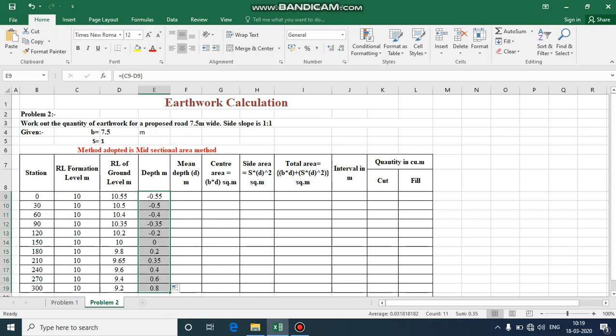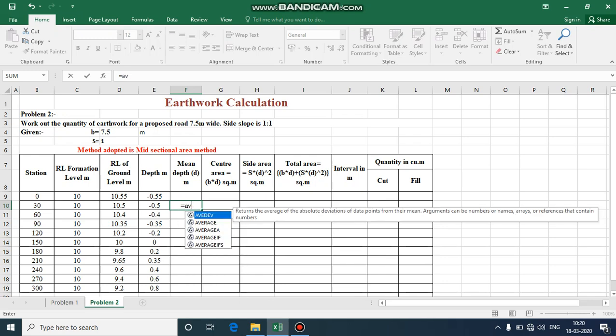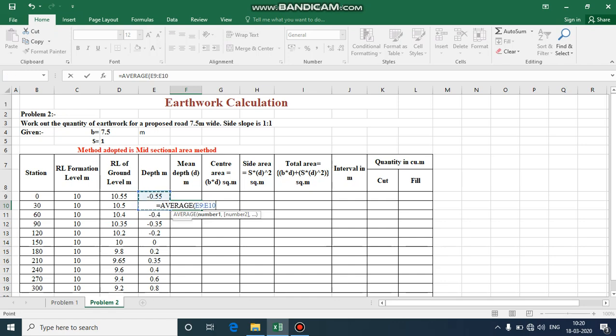In order to calculate the quantity of earthwork, I am using midsection area method, means we will be calculating the average depth. For that, you type equal sign, you open the bracket, or you can type average. You select two depths for which you have to calculate the mean. You close the bracket, you press enter, you will get the mean depth. Then if you drag it, you will get the mean depth of corresponding chainages or stations.